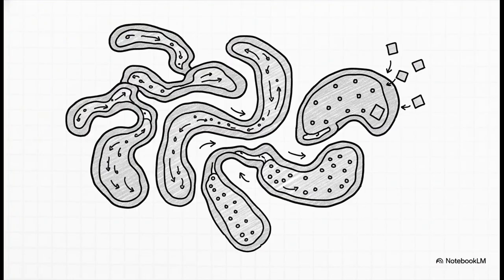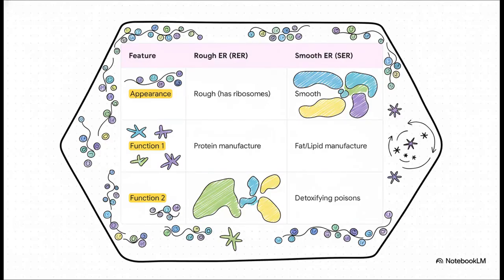So what does this ER look like? Well, you can imagine it as a vast, interconnected network of tiny tubes and sheets that spreads throughout the cytoplasm. It's like a system of highways for transporting materials, and it's also like a huge factory floor where many important things are manufactured. Now, what's very interesting is that this factory has two different sections. First, we have the rough ER, or RER. It's called rough because it's covered with tiny particles called ribosomes, which makes it look rough under a microscope. These ribosomes are the actual sites where proteins are made.